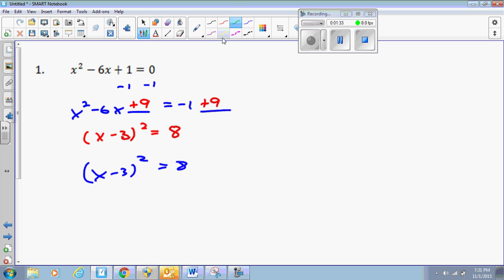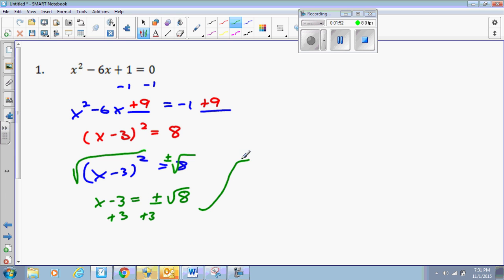I can take the square root of both sides. Now when I take the square root, I need plus or minus. So this is going to be x minus 3 equals plus or minus the square root of 8. So now I add 3 to both sides, and I get x equals positive 3 plus or minus the square root of 8.